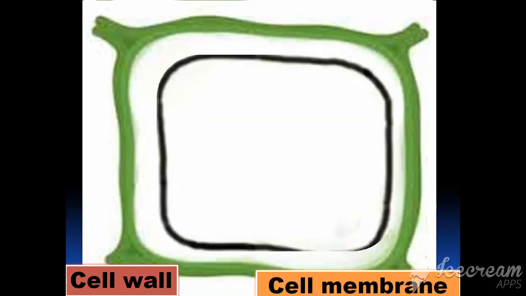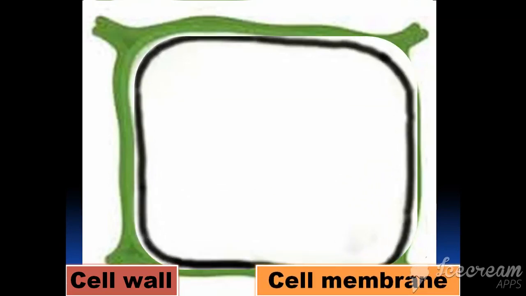Number 2, plasma membrane or cell membrane. The plasma membrane is the gate or a barrier which controls substances entering or leaving the cell. The plasma membrane decides who enters and who leaves. This is the gate, the barrier. Okay?